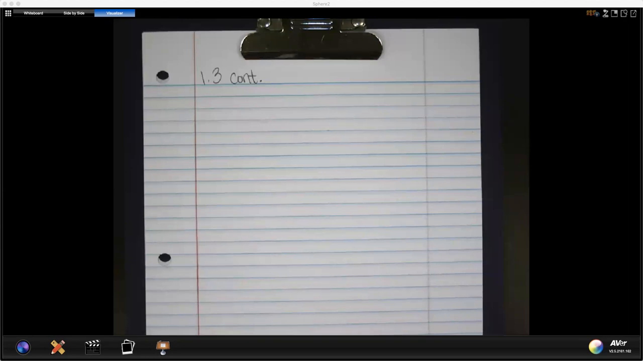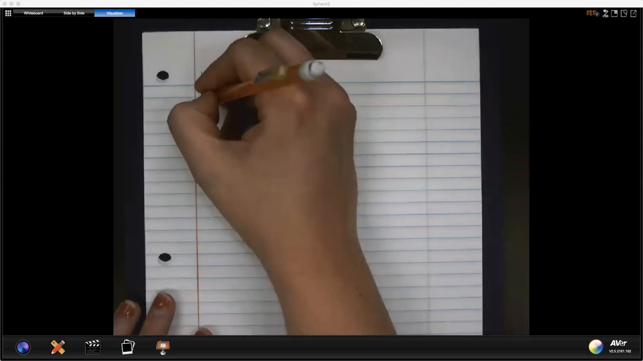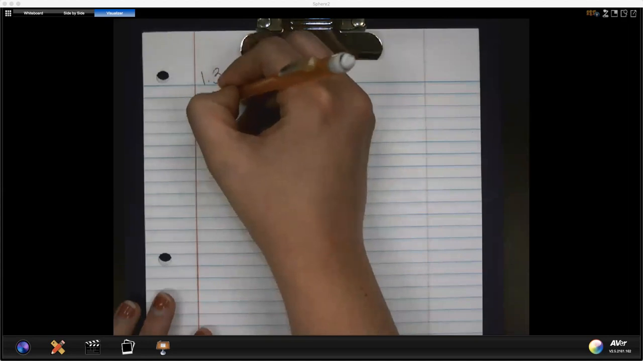Okay, so today we're going to be doing 1.3 continued. Like I said, today is going to work with the order of operations that you've already done. So first thing we're going to do is define what evaluate means.